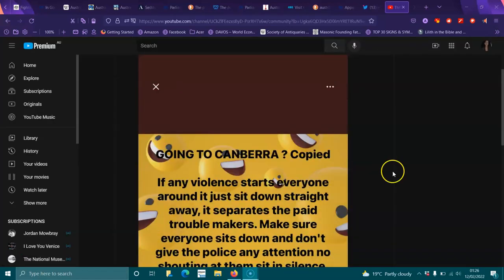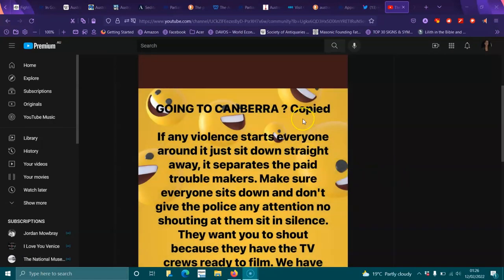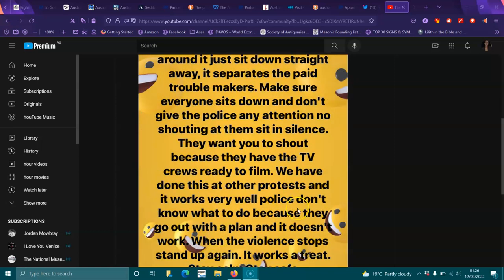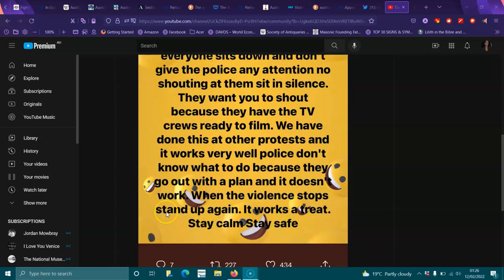One other thing I'm going to add before I finish: going to Canberra, a message I copied said this: if any violence starts, everyone around it just sits down straight away. It separates the paid troublemakers. Make sure everyone sits down and don't give the police any attention. No shouting at them. Sit in silence. They want you to shout because they have the TV crews ready to film. We've done this at other protests and it works very well. Police don't know what to do because they go out with a plan and it doesn't work. When the violence stops, stand up again. It works a treat. Stay calm, stay safe.